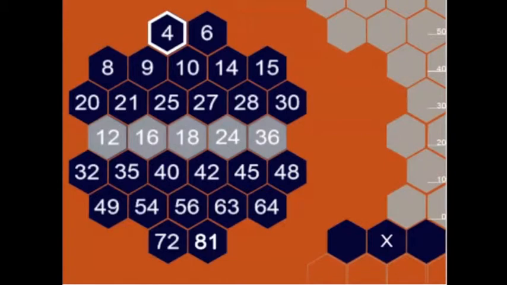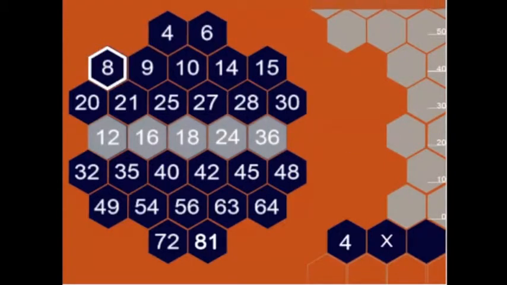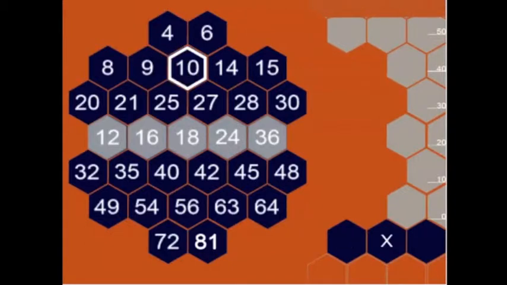Every number has one pair of factors except for the numbers in the middle, which have two possible pairs of factors. For example, 12, you can answer 6 times 2 or 3 times 4.